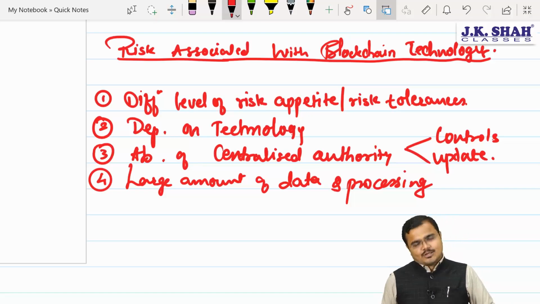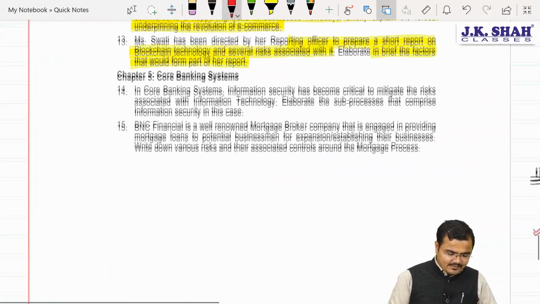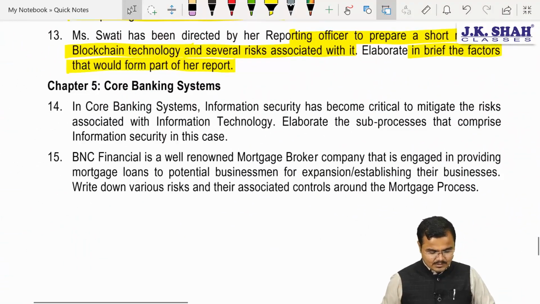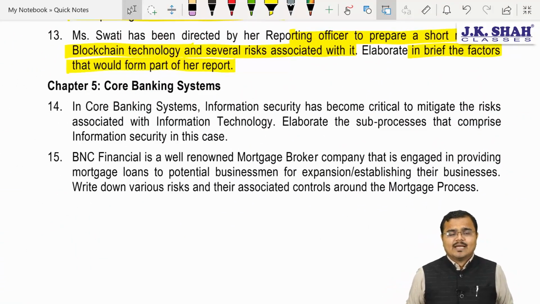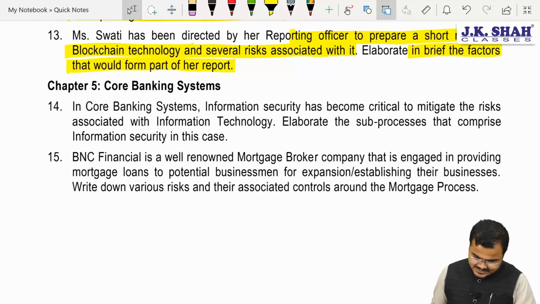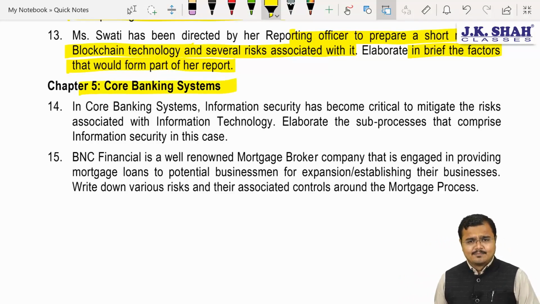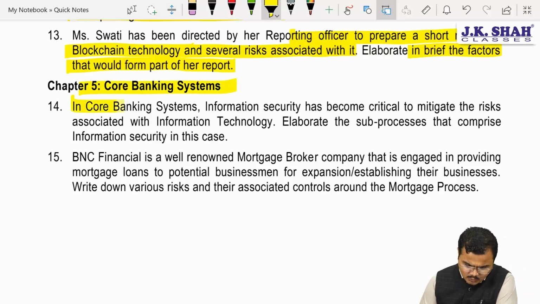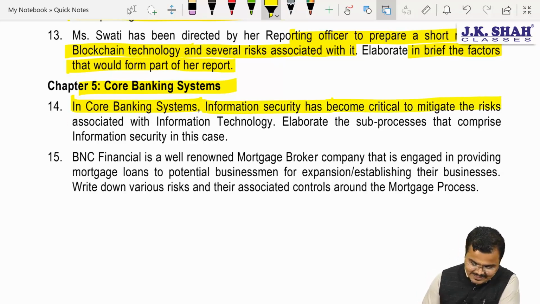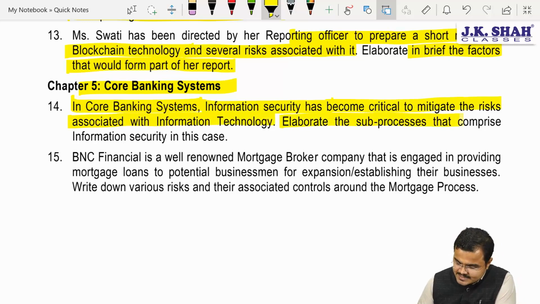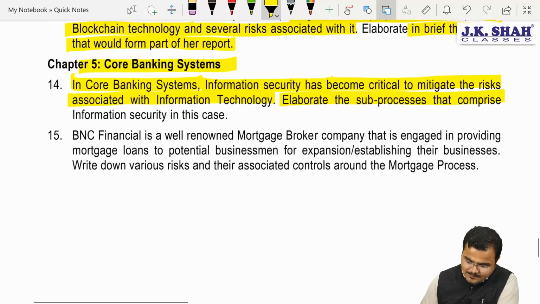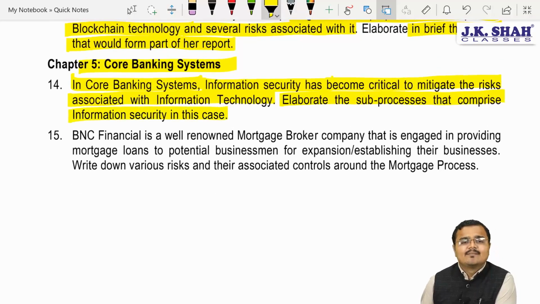Yes, sir. Okay, so here we have covered chapter number 4 also. Can we proceed to chapter number 5 now? Sure, sir. Okay, see this, chartered. Chapter number 5, core banking system. In the core banking system, information security has become critical to mitigate the risk associated with information technology. Elaborate the sub processes that comprise information security in this case.